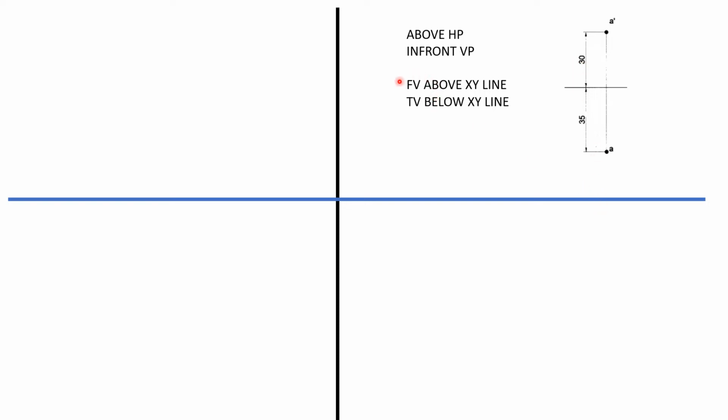So we say the front view will be above the XY line and the top view will be below the XY line. Just to give an example, we have stated here, this is the XY line, and a point is lying 30 mm above HP and 35 mm in front of VP. So above HP is the front view, and in front of VP, that is below the XY line, is the top view. Okay, so that's how exactly. There are only 2 ways by which we can state the position of a point in the first quadrant: either above HP and in front of VP, or front view above XY line and top view below XY line.